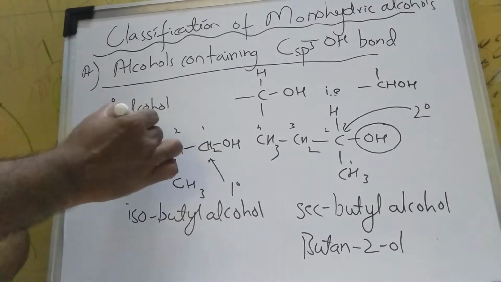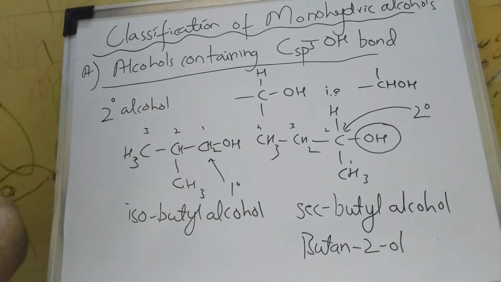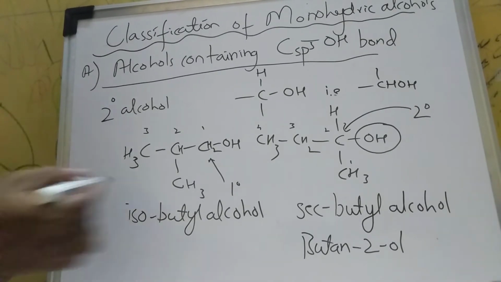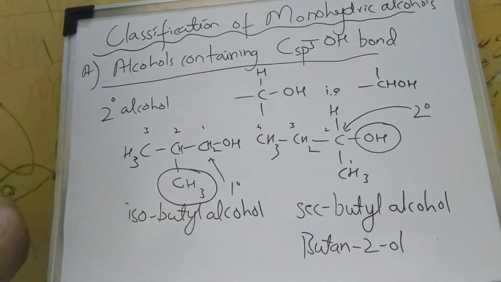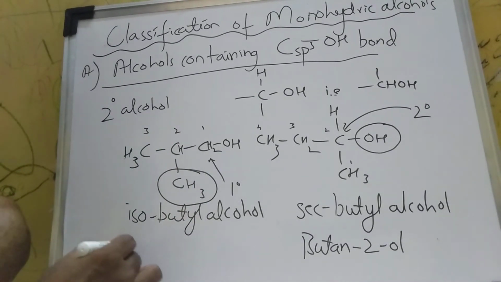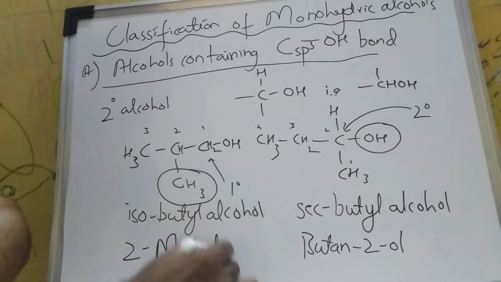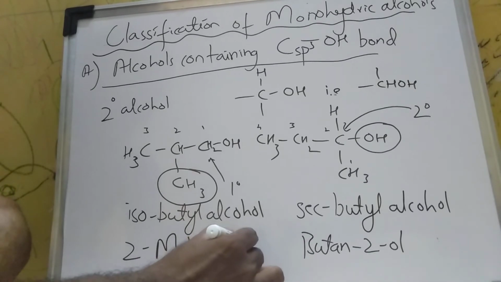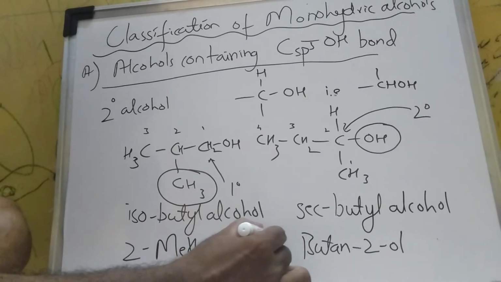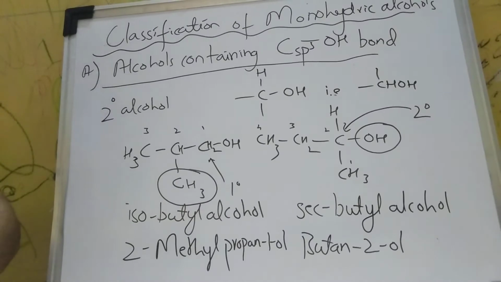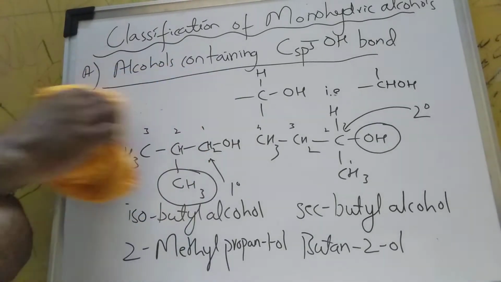1, 2, 3. 3 means propane, which is attached on the first carbon atom, propan-1-ol, and this CH3 turns out to be the substituent which is attached on the second carbon atom, 2-methylpropan-1-ol. Now the third classification we did was tertiary alcohol.